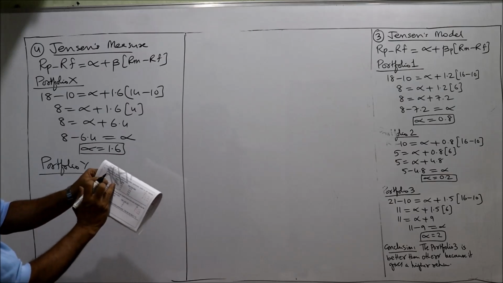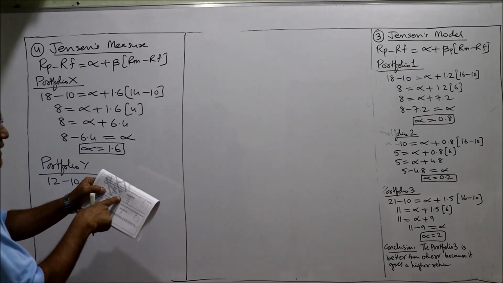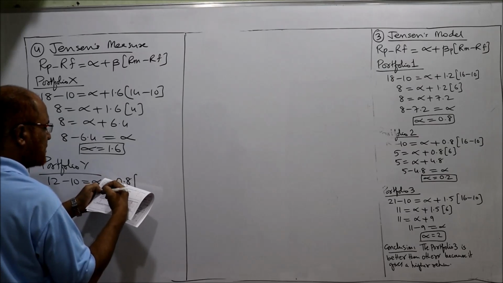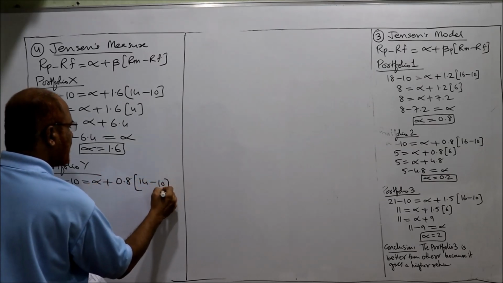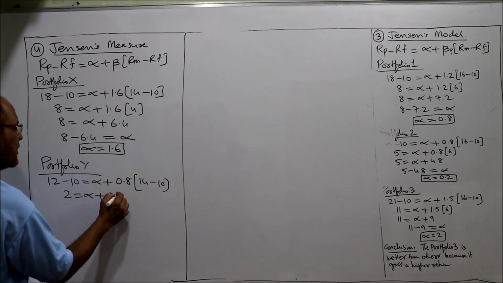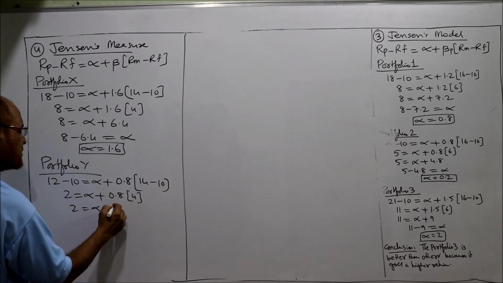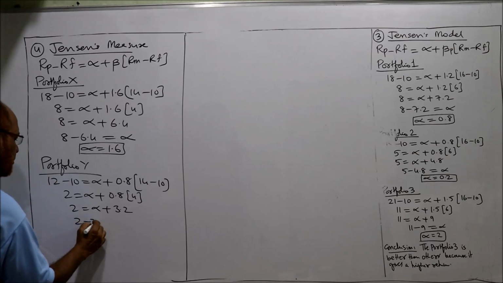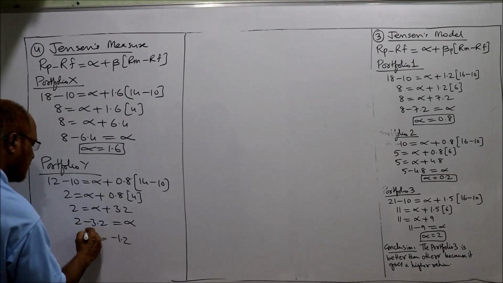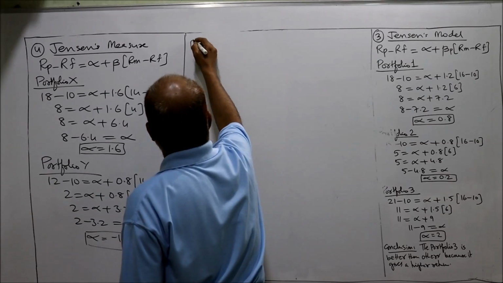The return on portfolio Y is 12. 12 minus 10 is equal to alpha plus beta, which is 0.8. Market return is 14%. So 12 minus 10 is 2, equal to alpha plus 0.8 into 4. 2 is equal to alpha plus 3.2. So 2 minus 3.2 is equal to alpha. Alpha is equal to minus 1.2. Now portfolio Z.